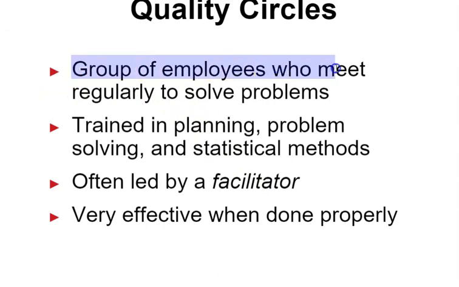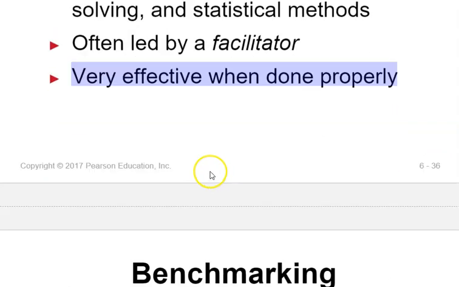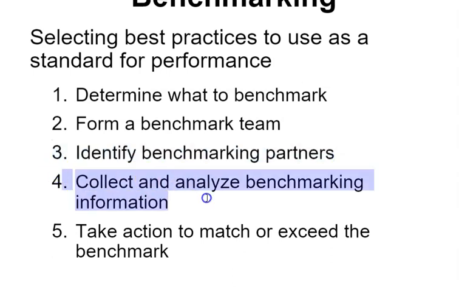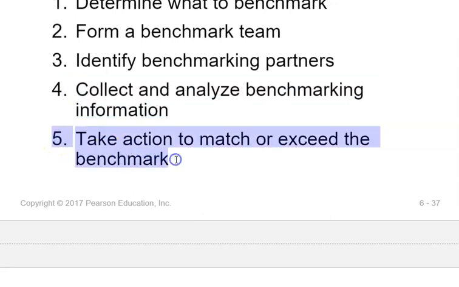Quality circles: a group of employees who meet regularly to solve problems, trained in planning, problem solving, and statistical methods, often led by a facilitator, very effective when done properly. Benchmarking: determine what to benchmark, form a benchmark team, identify benchmarking partners. That's what I told you, you have to have some successful, top levels in production or in management or in quality or productivity, and compare to them. Collect and analyze benchmarking information, get the data, take action to match or exceed the benchmark. So by benchmarking, you will know where you stand in terms of quality and productivity, and you can decide how to improve and get to that point or get better.